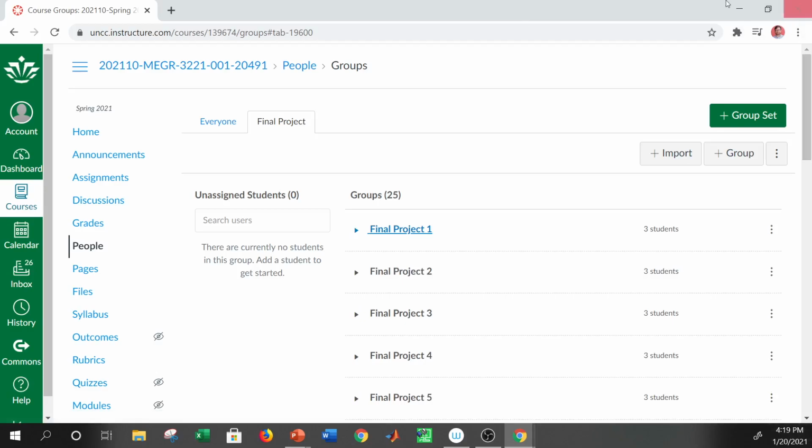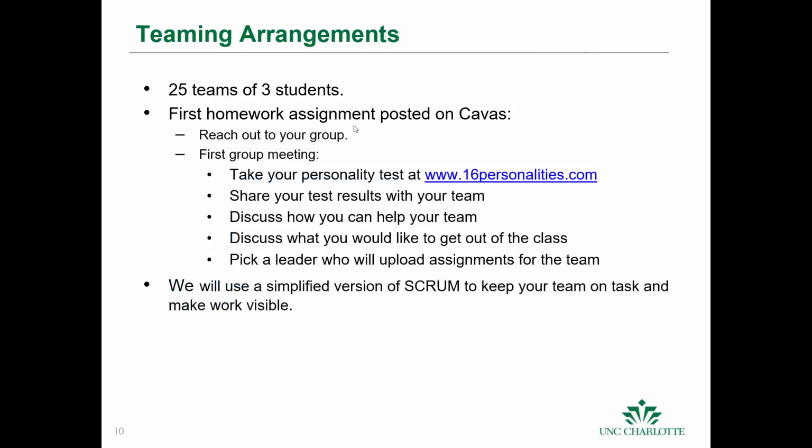And then find the students in your group on Canvas, reach out to them. Your first homework assignment has already been posted today. It's due tomorrow. And you need to reach out to your group. You need to have your first group meeting. You can meet online. You can do FaceTime. You can do WhatsApp. You can do whatever you do, but make sure you meet.